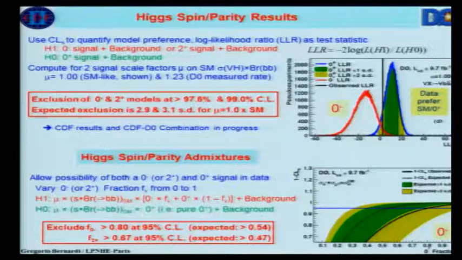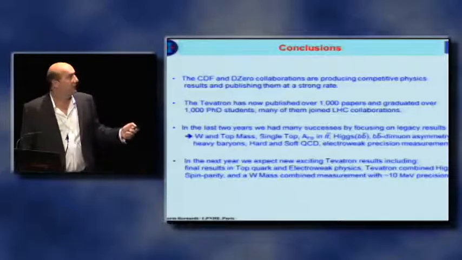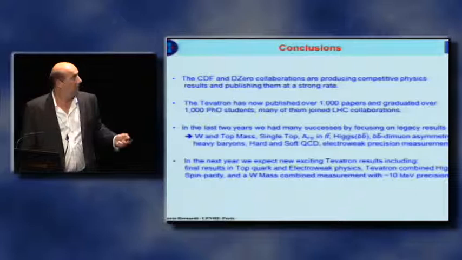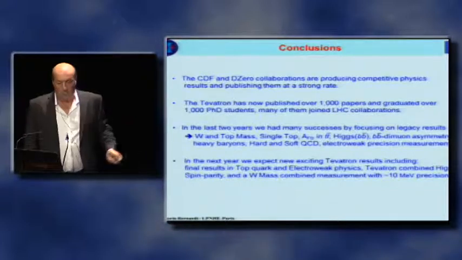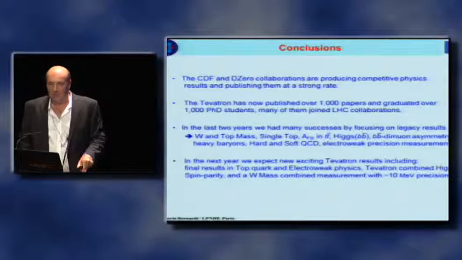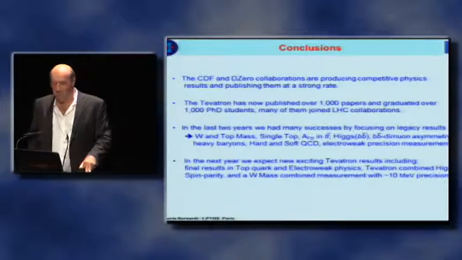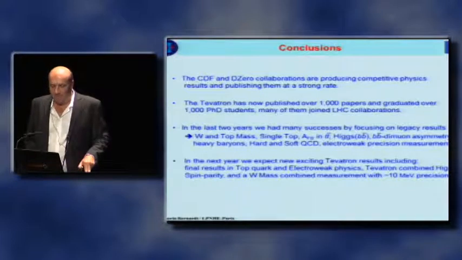And with this, I'm coming to my conclusion. So basically, CDF and D0 are producing competitive physics, as you saw, and we are publishing at a strong rate. We have now published over 1,000 papers and graduated over 1,000 PhD students, and many of them joined the LHC collaborations and are here in this room as LHC representatives. It's very nice to see them again.